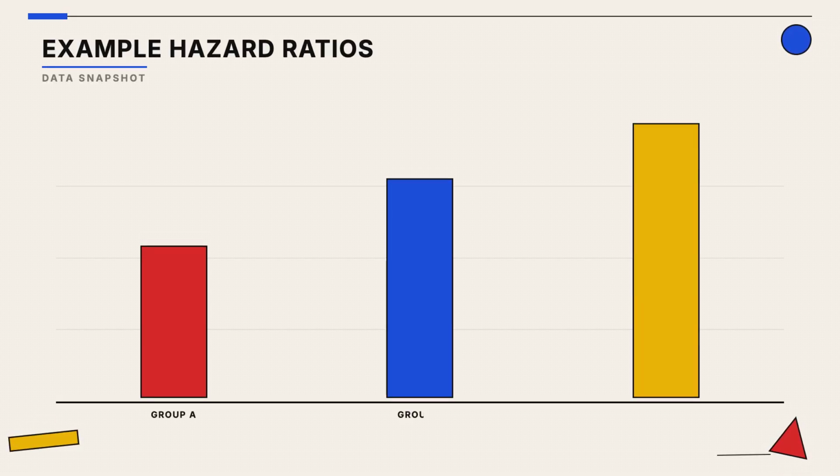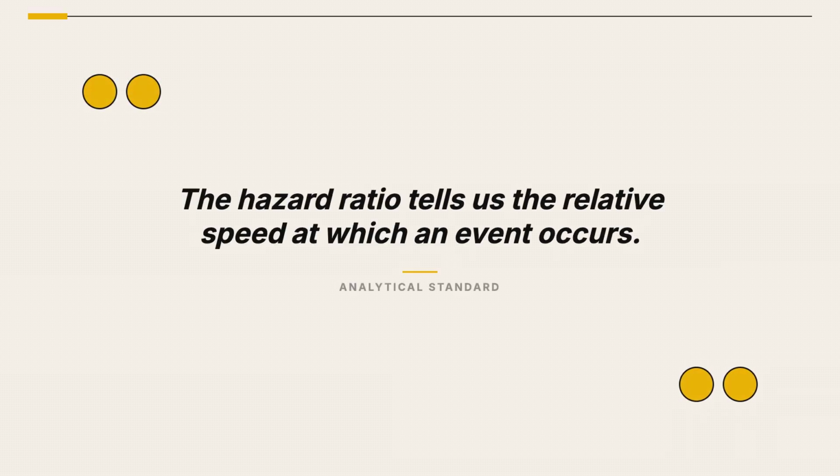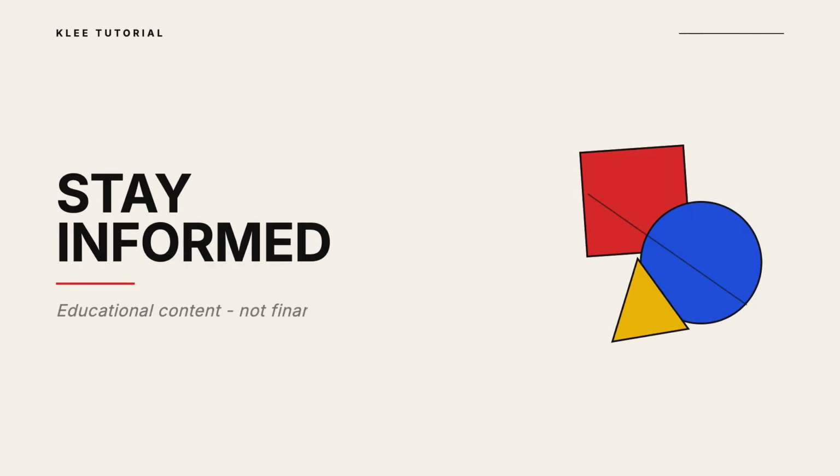This chart shows how different groups might be categorized based on their hazard ratio compared to a standard baseline of 1. Remember that this is a relative measure. It describes the relationship between groups rather than the absolute probability of an event. Understanding these metrics helps you better interpret research data.